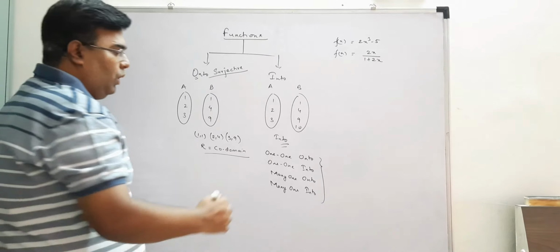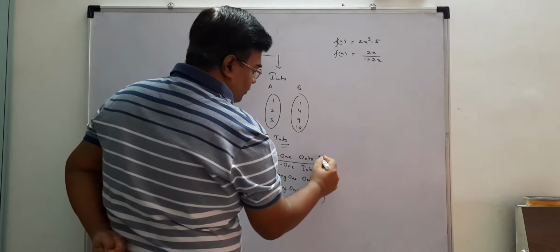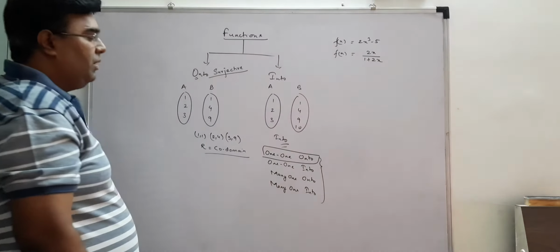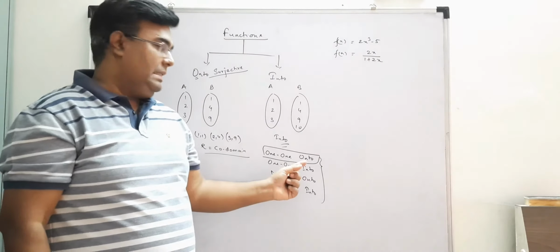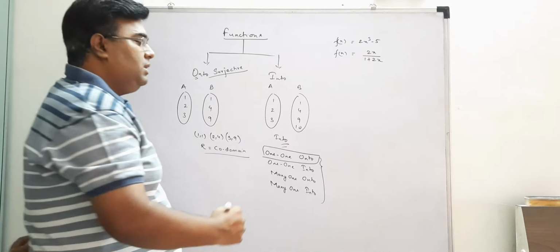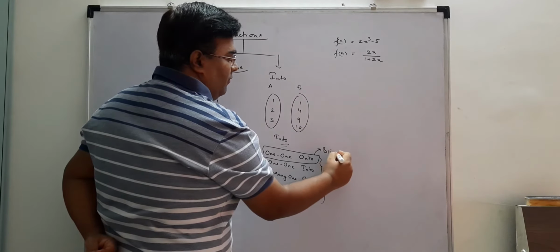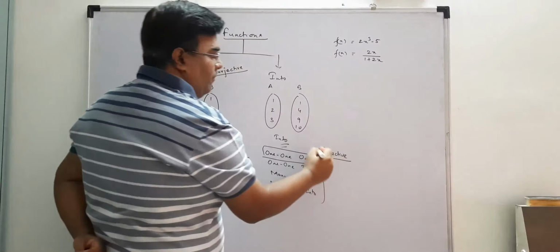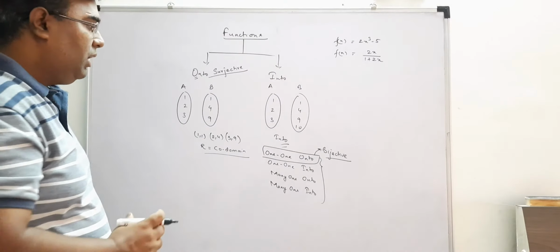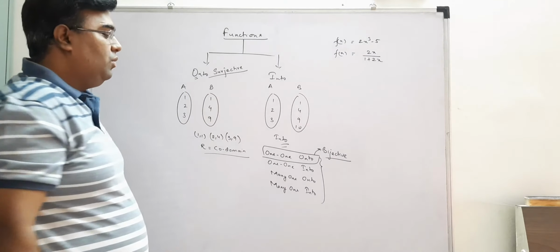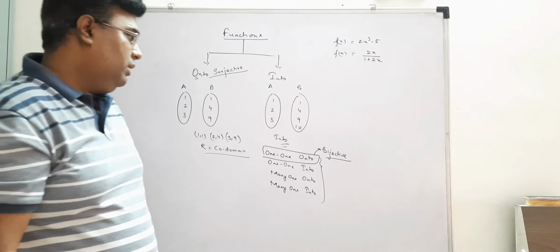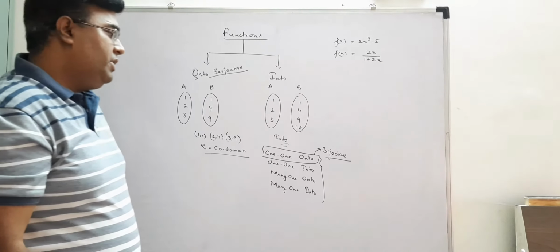Now this 1 1 and onto means injective also, surjective also. This is known as bijective. Right? Both the functions, one-one and onto, it is known as bijective.